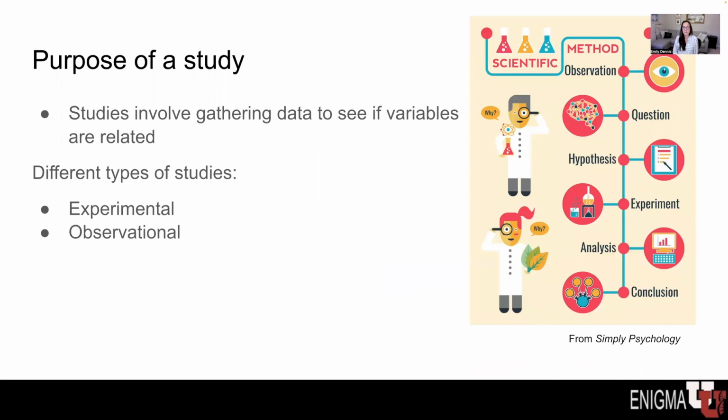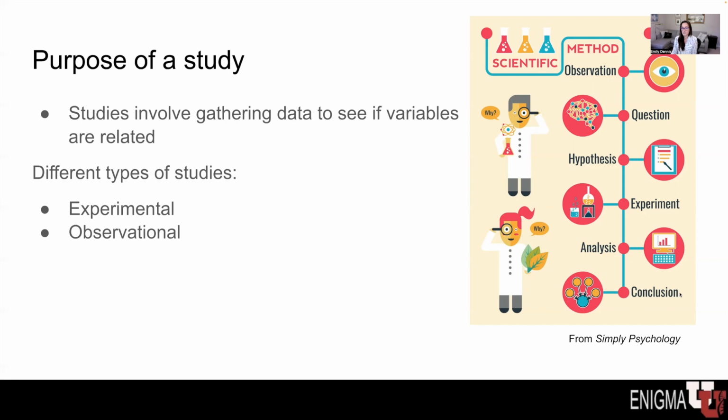Studies involve gathering data to see if variables are related or if hypotheses are correct. So here is generally the scientific method. First, we observe the world to try to come up with interesting questions that we want to answer. We formulate these questions. We develop a hypothesis, how we think these questions might be answered. We then collect data and run experiments to examine such a phenomenon. And we then conduct a statistical analysis to see what is the relationship between our variables.